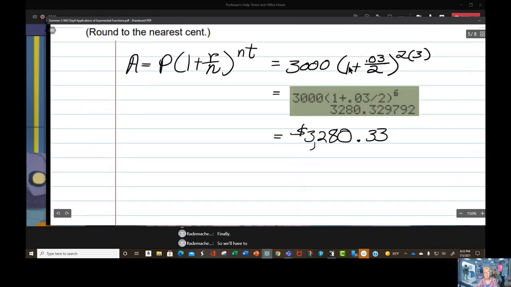So we'll have 3000 parentheses 1 plus 0.03 over 2 parentheses closed raised to the 2 times 3 power. And here I kept everything raw. And it didn't hurt. I still got the right answer. Now, this says round to the nearest cent. Let's do that. Here's the first decimal place, the second decimal place, the third decimal place. 9 will definitely cause the 2 to round up to a 3, and then I drop off the additional decimal places so that this is my answer.